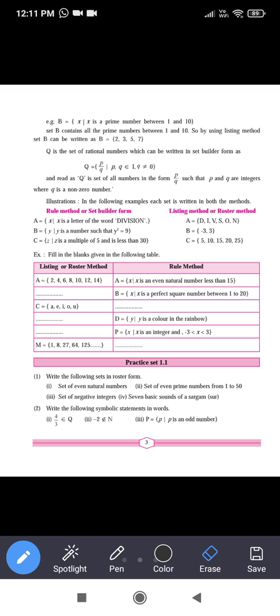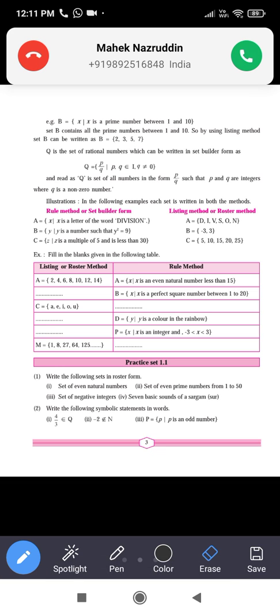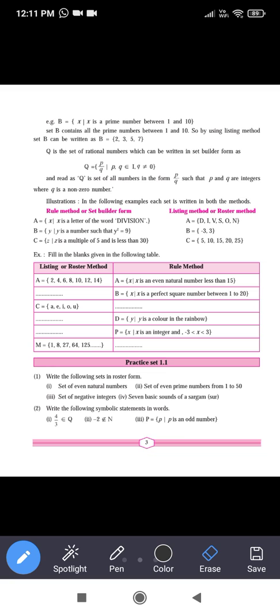Now filling the blanks, here all questions are given. Now see, the listing and roster methods are given. We have to convert them into the rule method. Okay, now see the first example. Set A is the set of 2, 4, 6, 8, 10, 12, 14. Now observe carefully. Set A contains natural numbers.